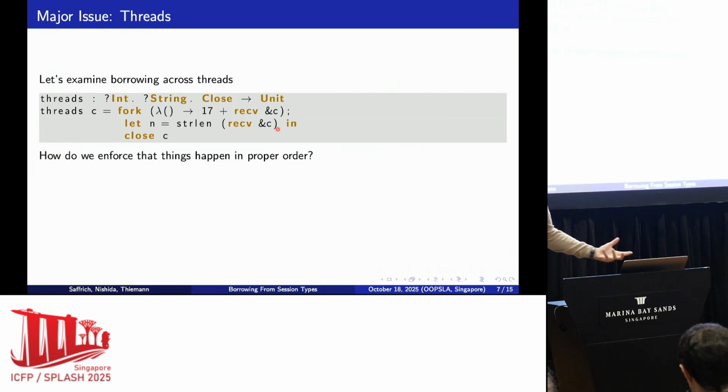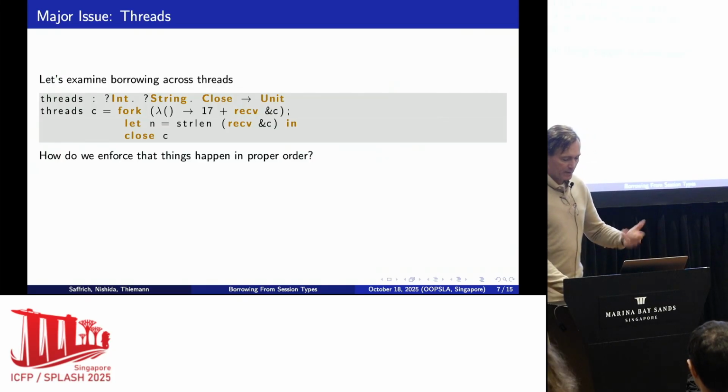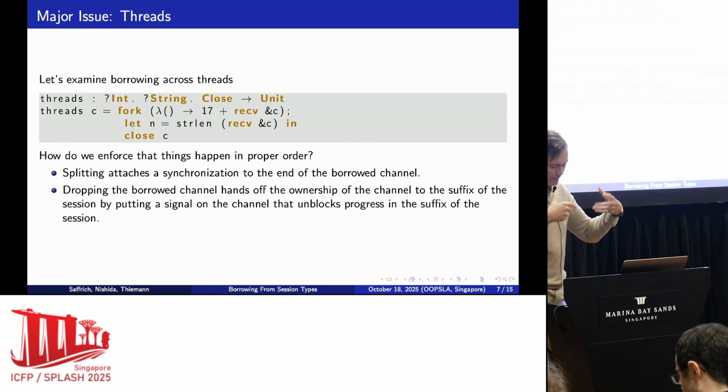But we have no way of enforcing that, right? So the execution of the two threads here can happen in any order. So what do we do? Well, we change the representation of borrowed channels so that the splitting that happens in the moment we take a borrow attaches some sort of synchronization to the ends of the borrowed channel.